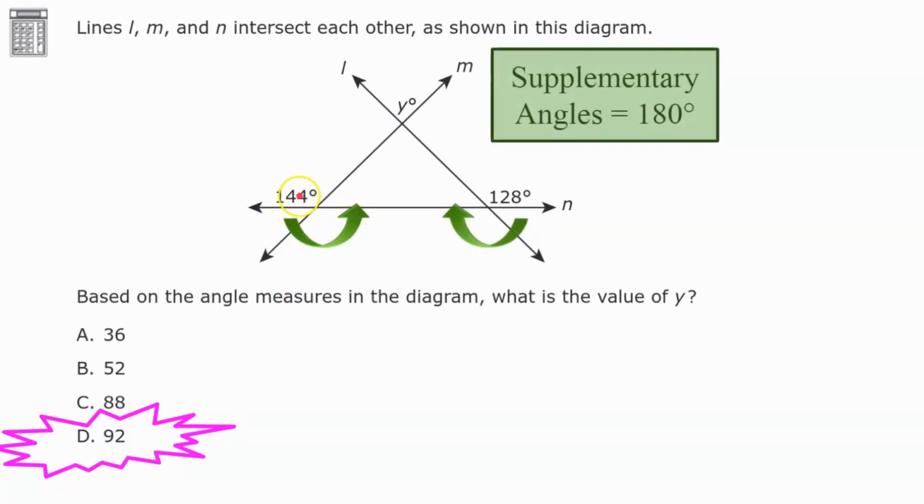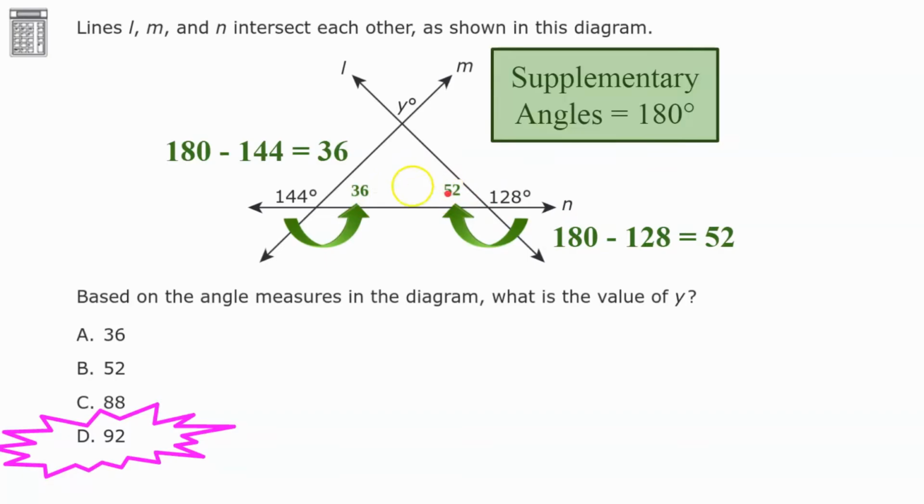We know that these two pairs of angles, 144 degrees and this interior angle, and this interior angle and 128 degrees are supplementary angles because they form a straight line. Right here we have 180 degrees from a straight line, 180 degrees from a straight line. So 180 subtract 144, which is 36, is this interior angle. Over here, I have 180 subtract the 128, and I get 52.